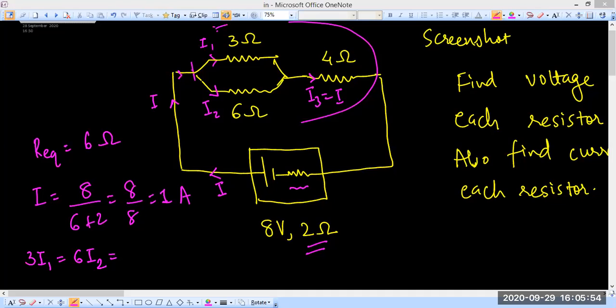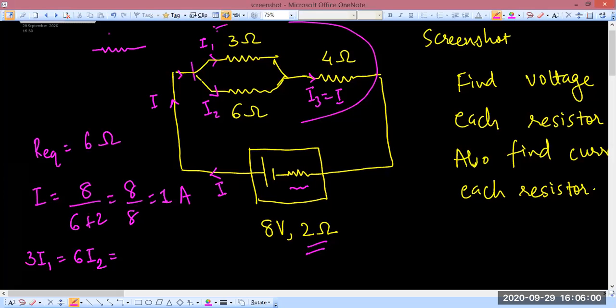here you can see that current I is flowing. So if you just take a resultant, I mean equivalent, of 3 ohm and 6 ohm, you're going to get 2 ohm. So that 2 ohm is there and I flows through it. So we should write 2 into I, right? This is one of the easiest ways to do it, right?